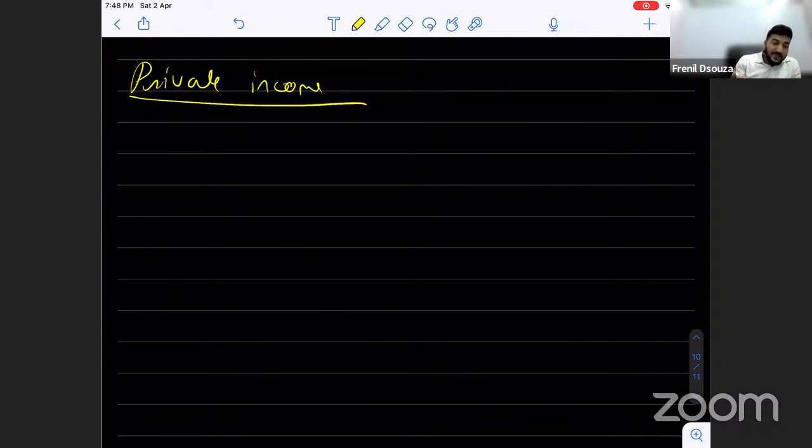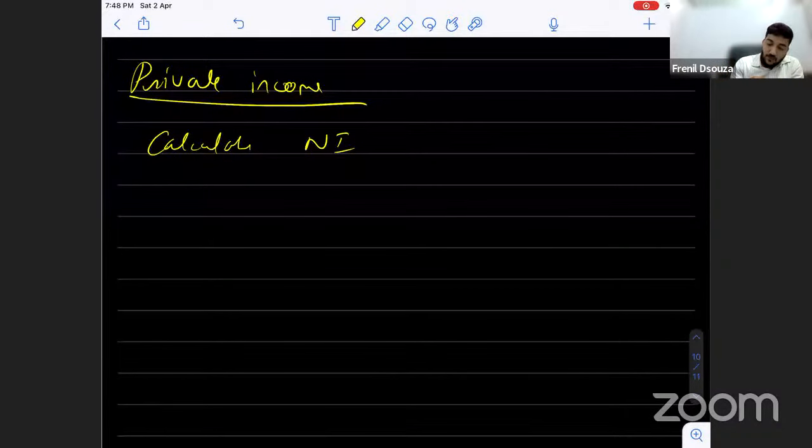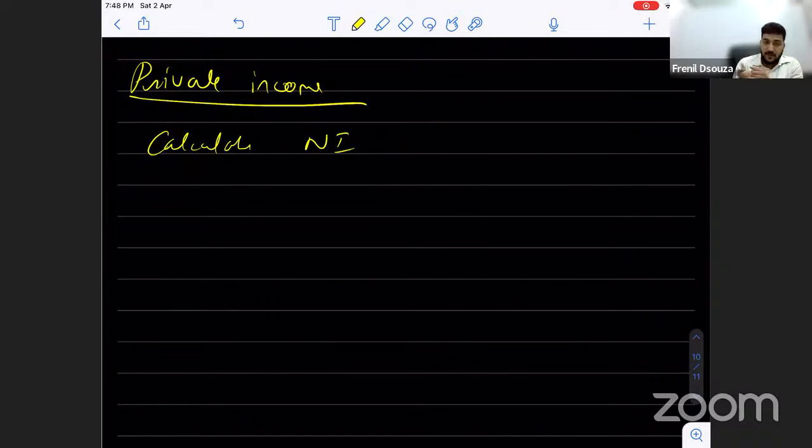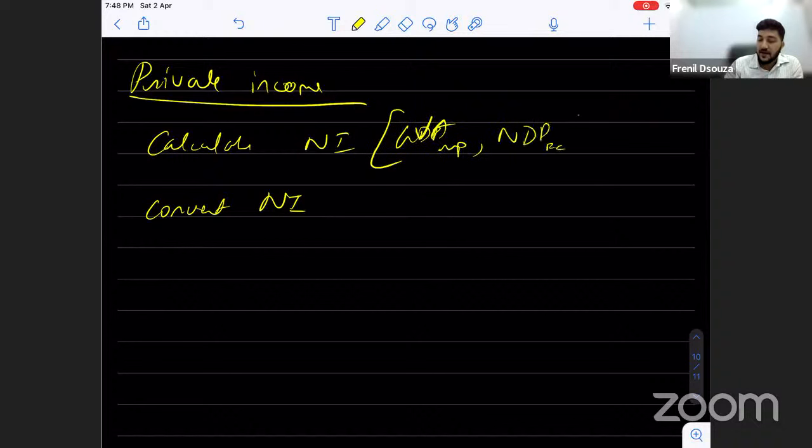What is the first step? First step is calculate national income. Now, how do I calculate national income? You can use any of the methods: value method, expenditure method, income method, and whatever you get, make sure that you convert it into national income by using the conversion formula. That is our step 2. Step 2 is what? Convert that, because I told you in product method you get GDPMP or GVAMP, and in income method you will get NDPFC, and on expenditure method you will get GDPMP.